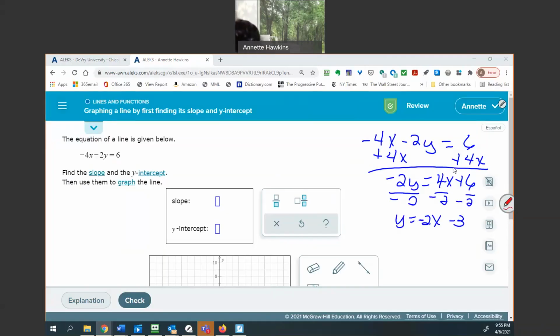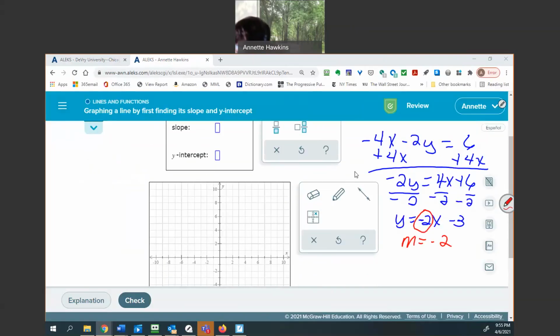This is your slope. And you need to write the slope two ways. You have to write it as a fraction. Negative 2 over 1 and 2 over negative 1. Why? Negative 2 over 1 is negative 2. 2 over negative 1 is negative 2. The y-intercept is 0, negative 3.